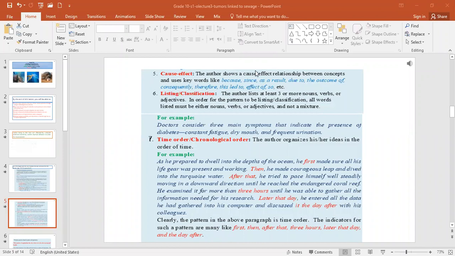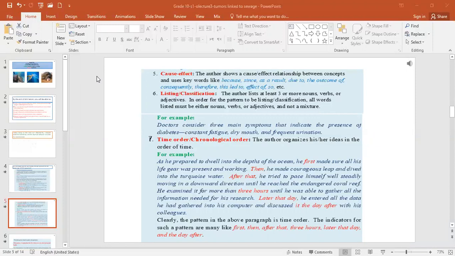Time order, chronological order. The author organizes his or her ideas in the order of time. For example, as he prepared to dive into the depths of the ocean, he first made sure all his life gear was present and working. Then he made a courageous leap and dived into the turquoise water. After that, he tried to pace himself steadily, moving in a downward direction until he reached the endangered coral reef. He examined it for more than 3 hours until he was able to gather all the information needed for his research. Later that day, he entered all the data he had gathered into his computer and discussed it the day after with his colleagues. Great.